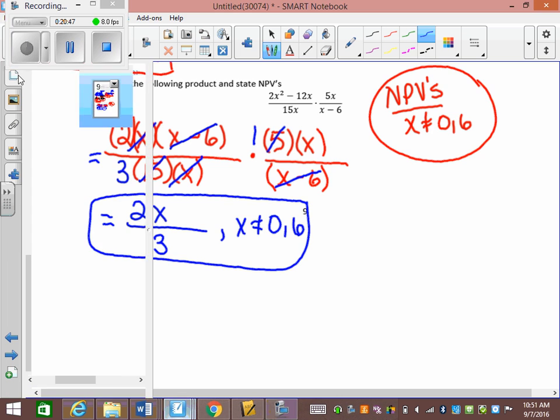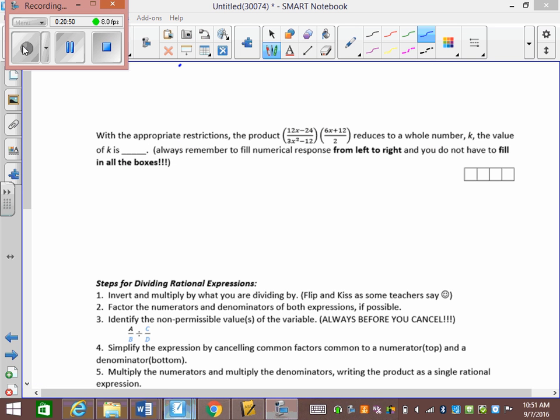And flip over. With the appropriate restrictions, the product 2x minus 24 over 3x squared minus 12 times, when they're just brackets inside each other, times, right? Multiplication. 6x plus 12 over 2 reduces to a whole number.